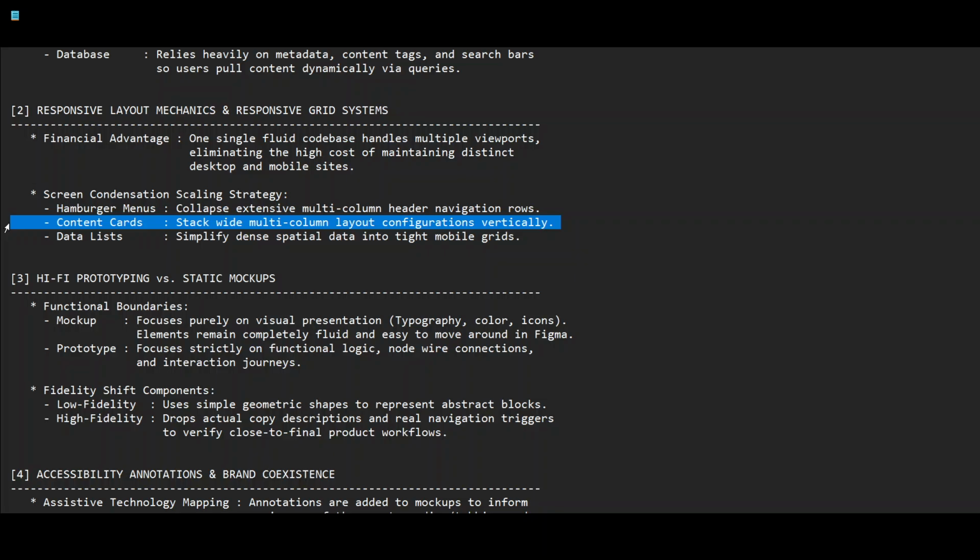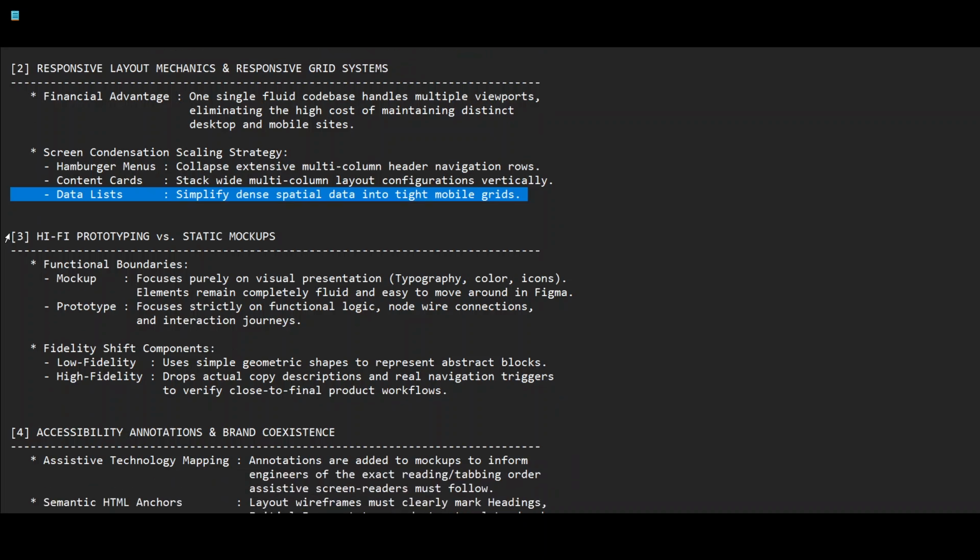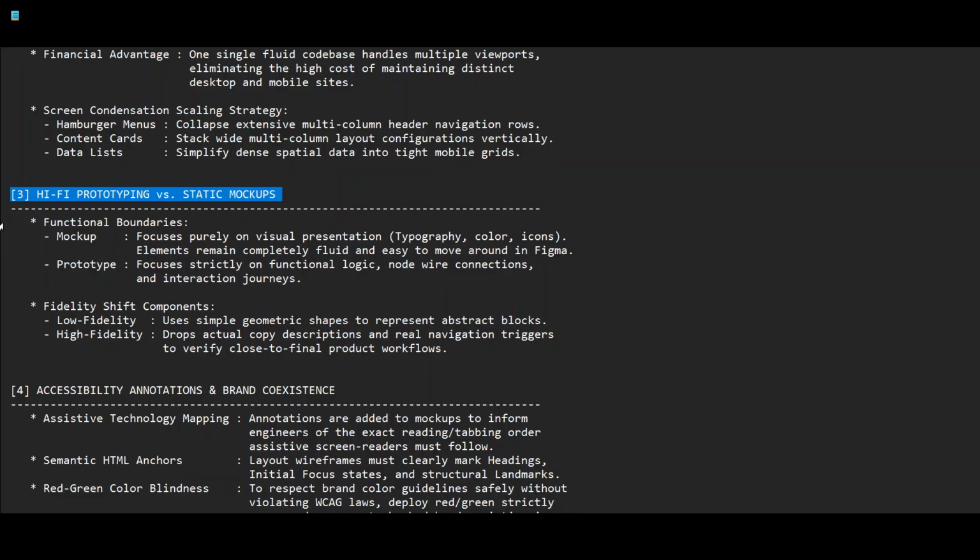In the content cards, it stacks wide multi-column layout configurations vertically in the data lists. It simplifies spatial data into tight mobile grids. So that's what the data list is. And then the third was hi-fi or high fidelity prototypes, or prototyping versus static mockups. So, the functional boundaries for the mockup.